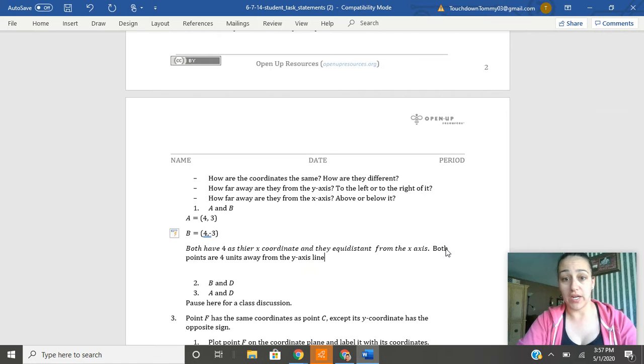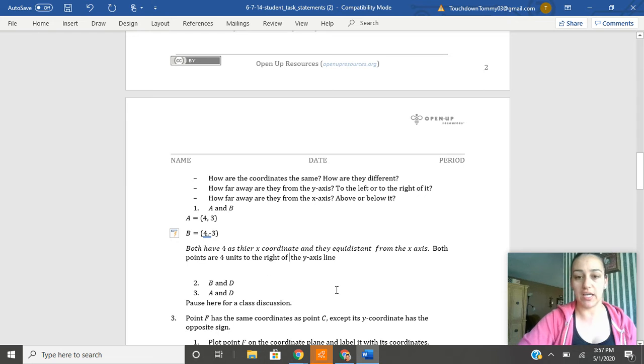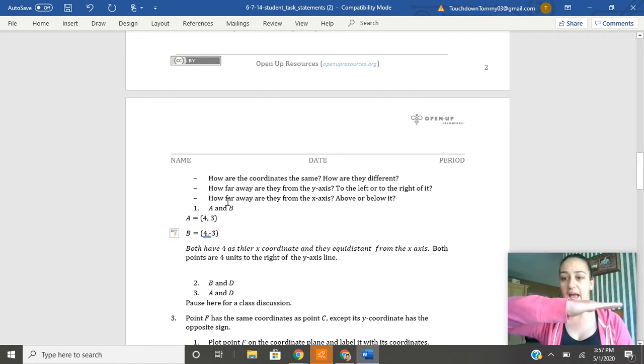And it says to the right or left, so not only are they 4 units away, but they are 4 units to the right of it, rather than just saying 4 units from it, because they want to know directionally what to do with it there. And then we're asked to do the same kind of thing, but this time using that x-axis, the dark line that runs horizontal through the middle of your coordinate plane.